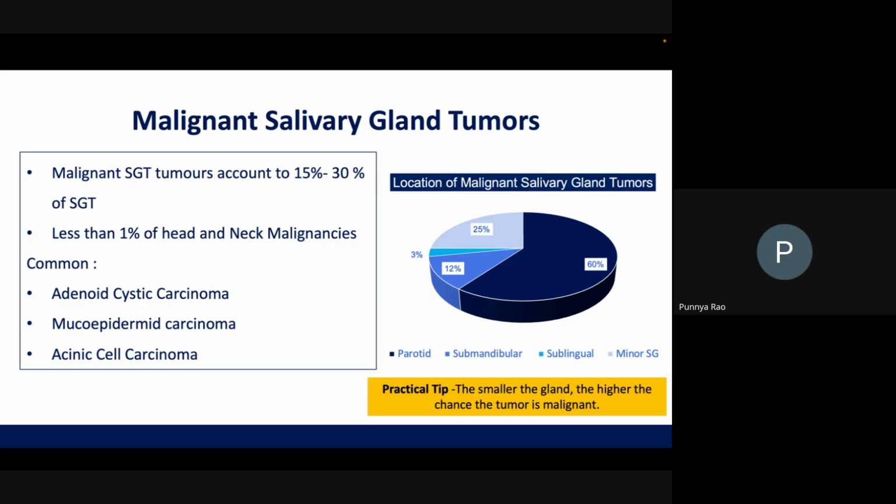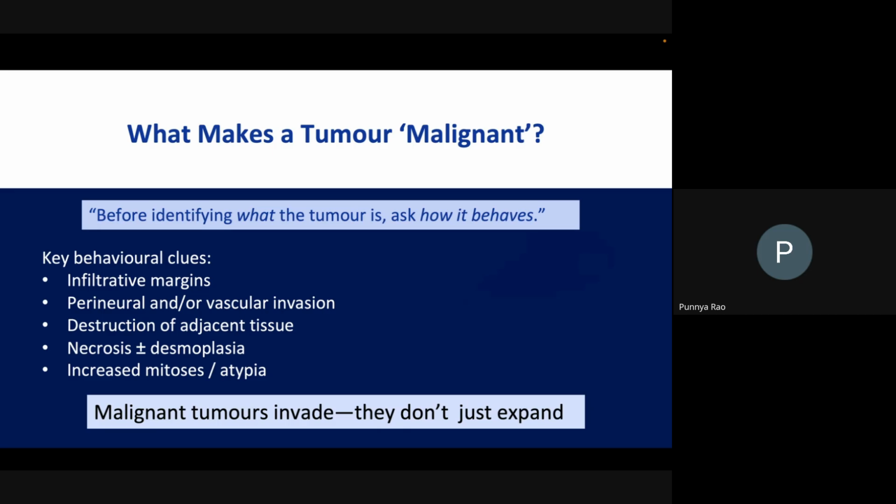In submandibular, out of all the salivary gland tumors, about 50% will be malignant. In sublingual, 80% malignant, and in minor salivary glands, 50 to 70%. So a practical tip: the smaller the gland, the higher the chance of a tumor being malignant. More commonly in a parotid, you're going to think of a benign tumor, but if it is occurring in a sublingual or a minor salivary gland, you have to think of malignant salivary gland tumors because they are more common in these particular glands.